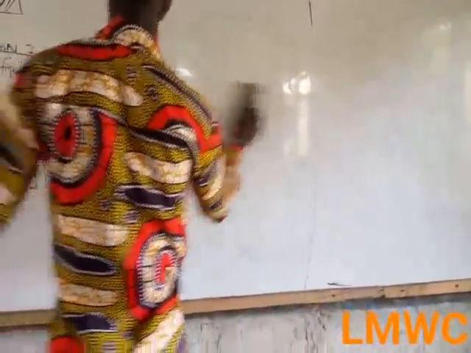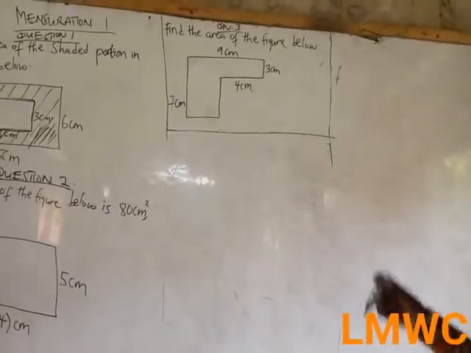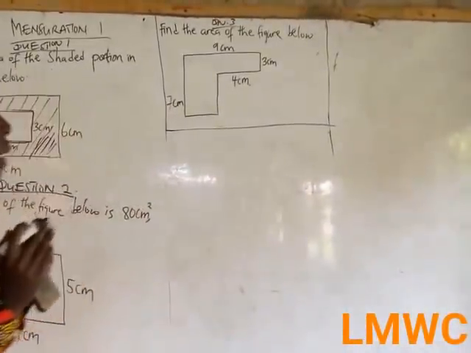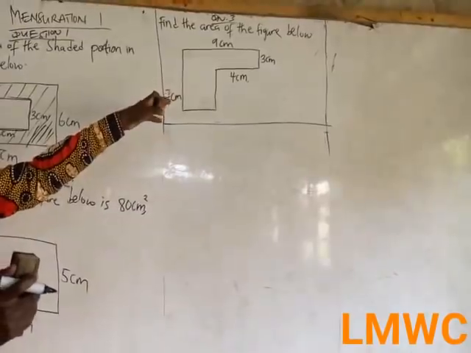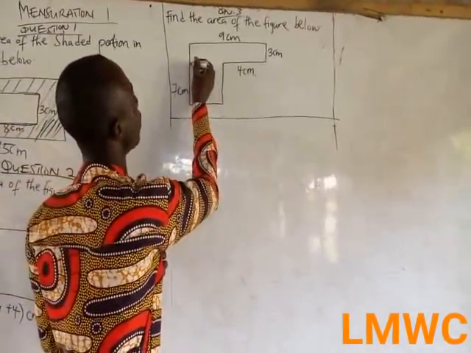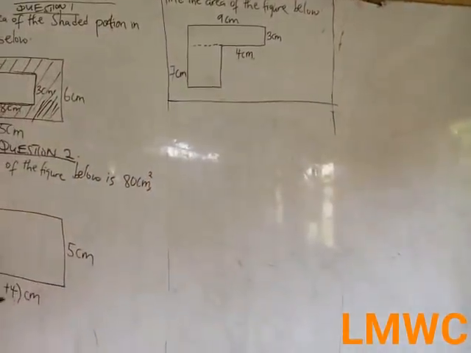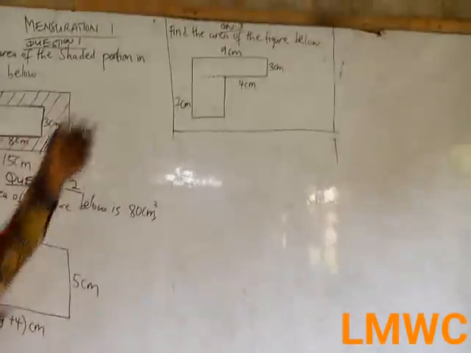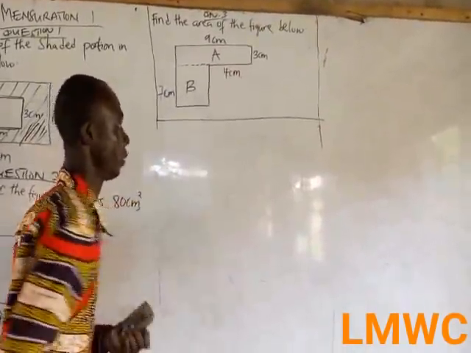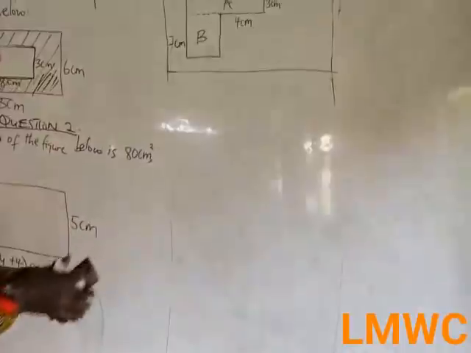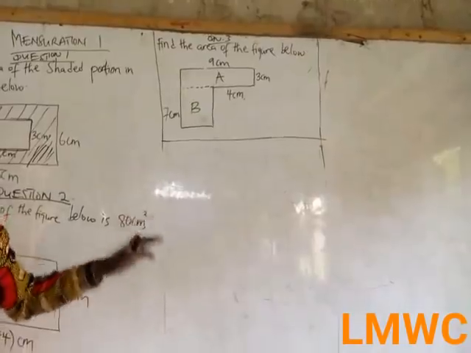So I have given you this figure and you have been asked to find the area of the figure below. If you are given a question like this, you study the diagram carefully. You see, we can derive two rectangles from this plane figure by drawing short dashes here, and you will name here A. So this is rectangle A and this is another figure B. So to find the area of the figure below, you find the area of this and the area of this figure. After that, you add them up.